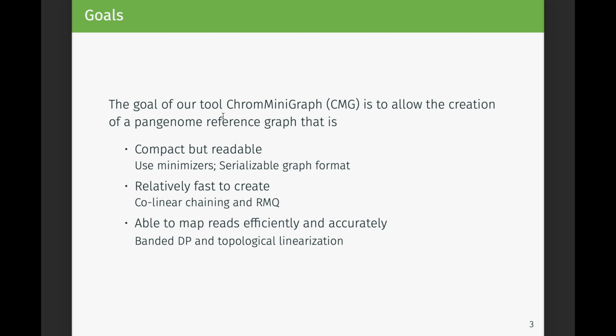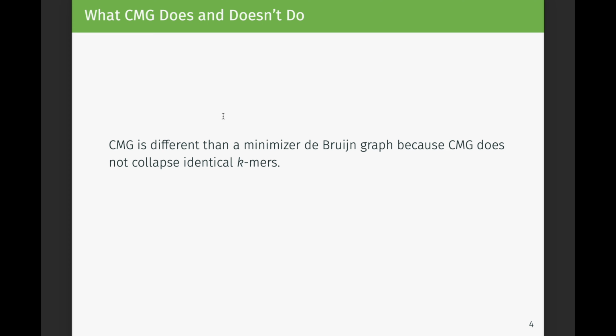The way we achieve those goals is, for compact but readable, we choose to use minimizers, which, as a reminder, is the smallest k-mer in a sliding window of W. And for it to be relatively fast to create, we use an algorithm known as colinear chaining and an efficient range minimum query data structure. We also wanted to be able to map reads efficiently, and that is achieved by using banded dynamic programming and topological linearization.